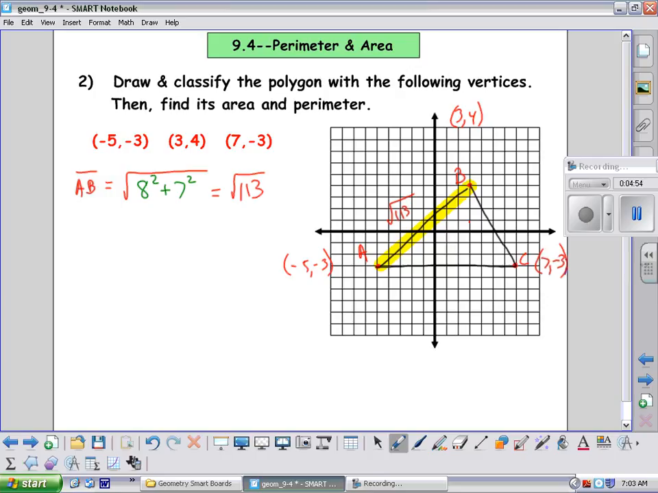So now, let's go with B to C. I need to get that distance. And that distance turns out to be the square root of 4 squared plus 7 squared, which equals the square root of 65. So that's this side right here.